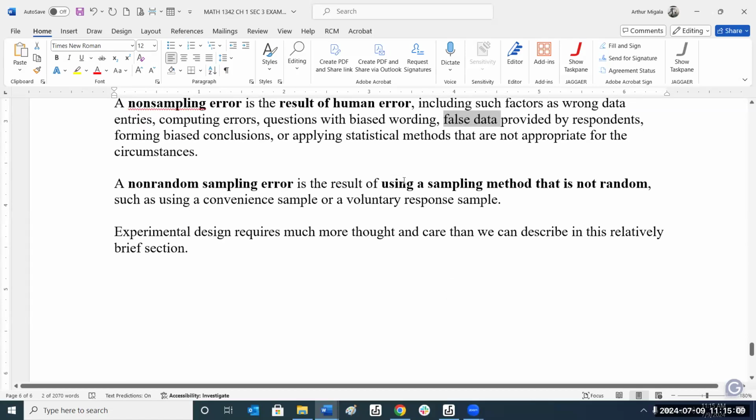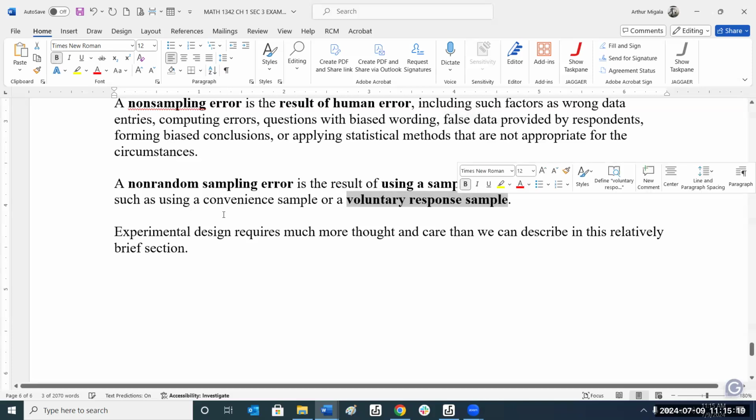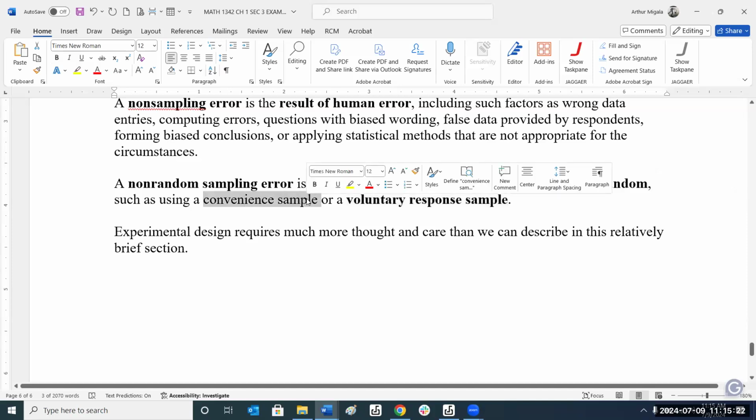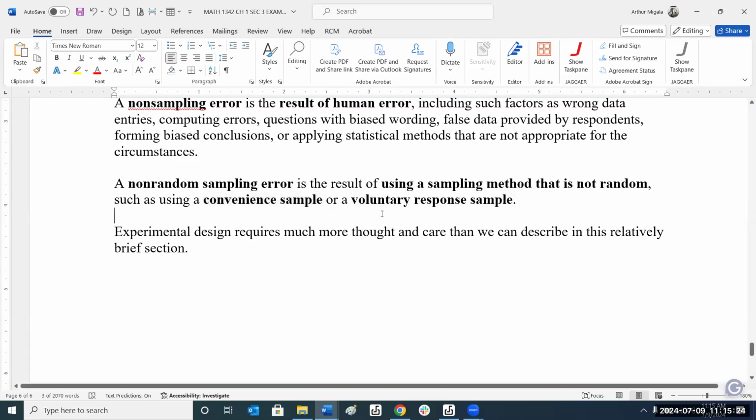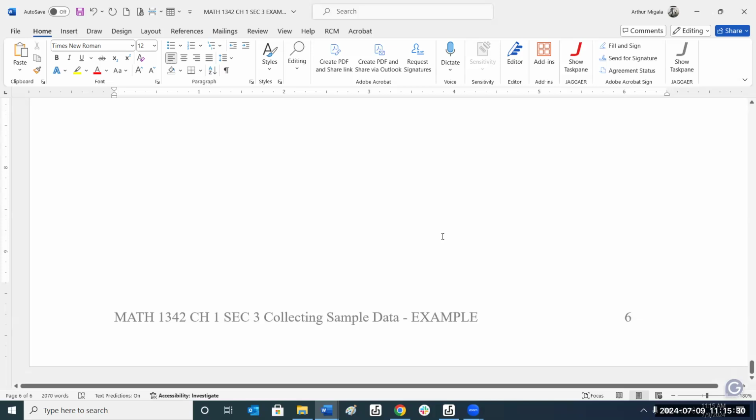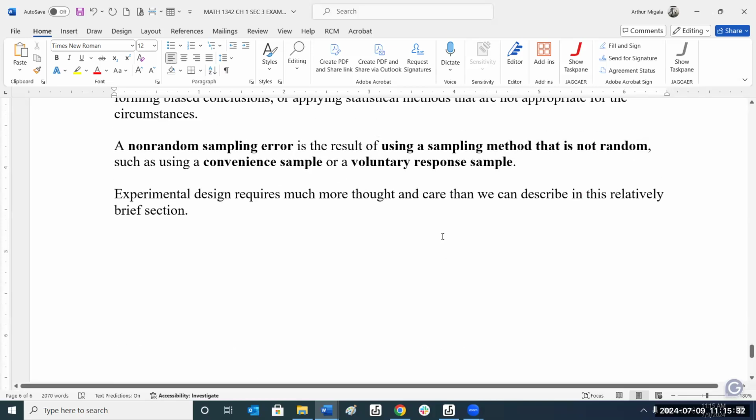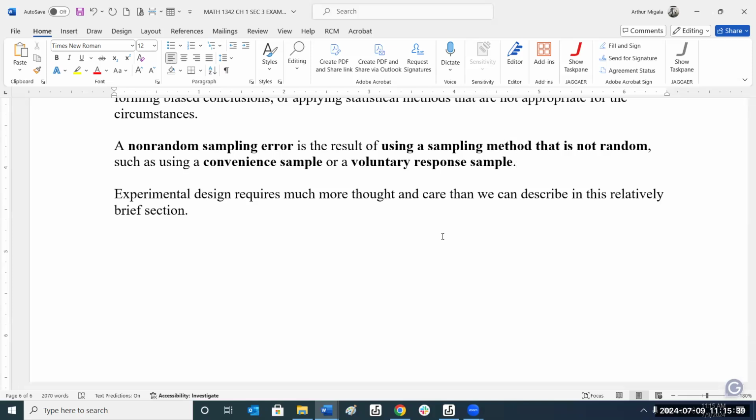Non-random sampling error is a result of using a sampling method that is not random, such as using convenience sampling or voluntary response. What do you think a voluntary response sample is? Yep. People volunteer. That's why when they go to malls or stores, they pick certain people. Three people can walk by, one person can be chosen.